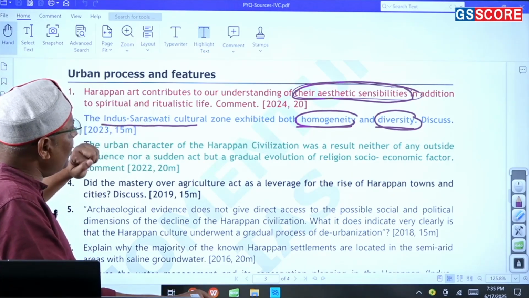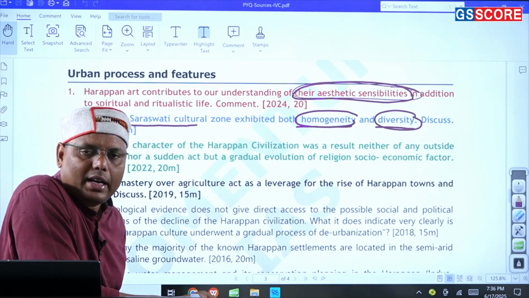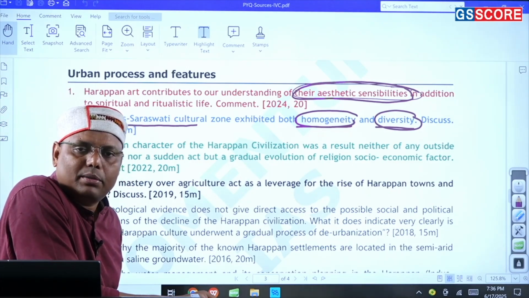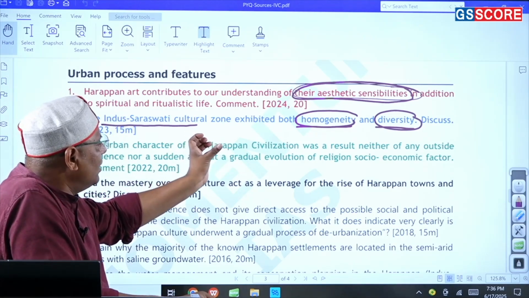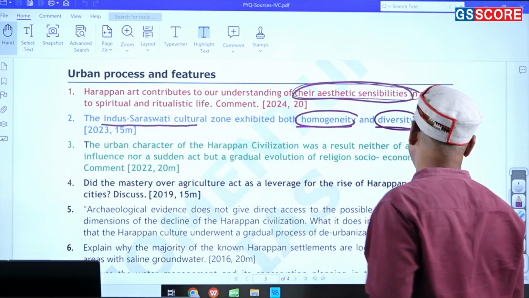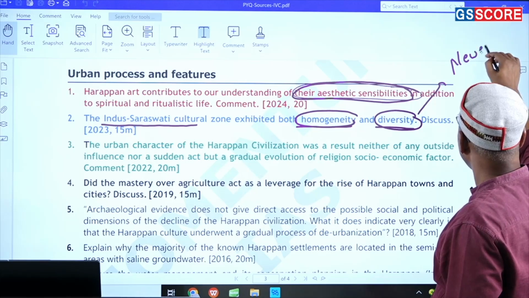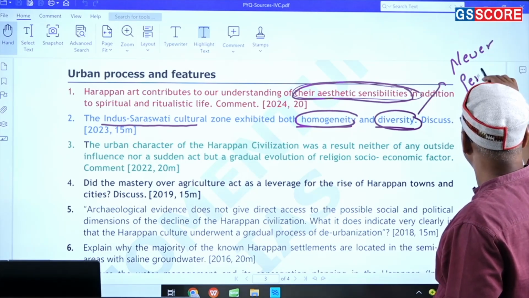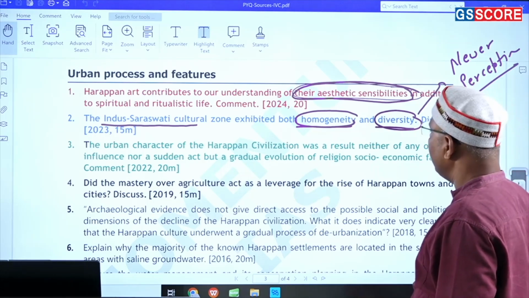But just now I was telling you that the Chalcolithic cultures prevailing in the Rajasthan region were also having some sort of connections. And then it is asking, how did this zone exhibit both homogeneity and diversity? Now, this whole concept is based on the newer perception of Harappan civilization. And what is it?